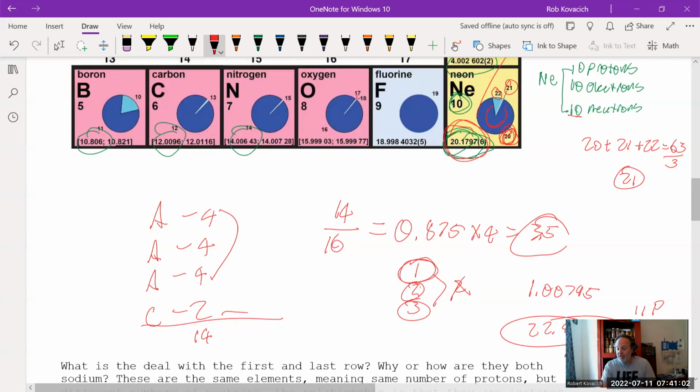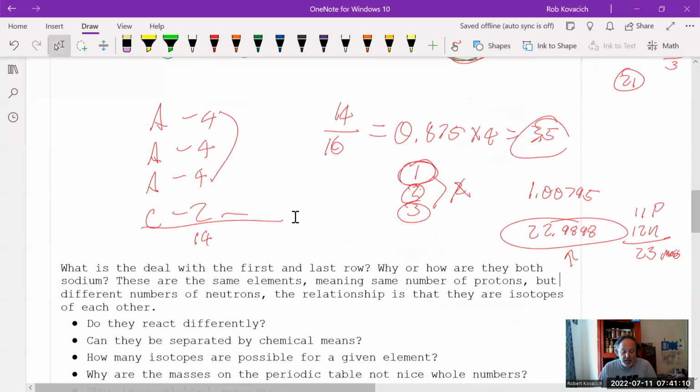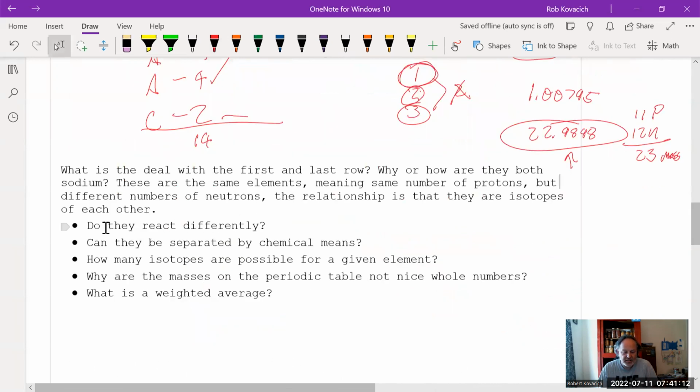That number at the bottom of the periodic table is not a nice round number because the average is weighted for the total possible masses. So some questions you could ask, do these things react differently? And the answer to that is no, because they have the same number. The sodiums will have the same number of electrons, and the electrons are what the chemistry is about. Same thing with the other ones. Can they be separated by chemical means? And the answer to that is no. I can't use any chemistry to separate them because they still have the same number of protons and electrons. And that electron number is how you do the chemistry.